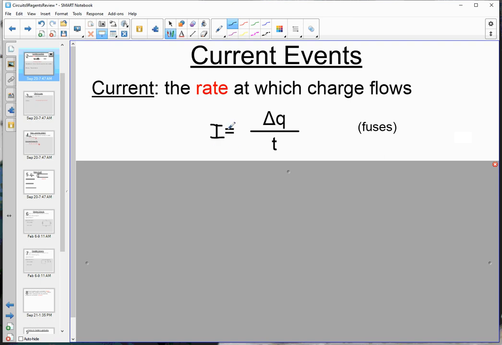I equals delta Q over t. Current is the rate at which charge flows. So the units would be in coulombs per second, and a coulomb per second is an amp, capital A, amp.